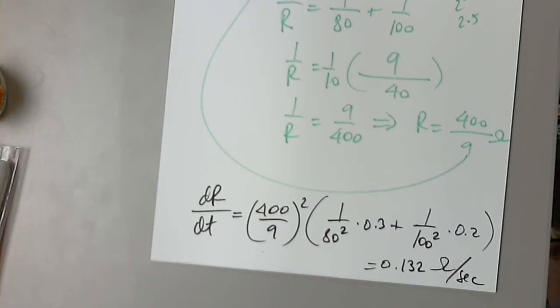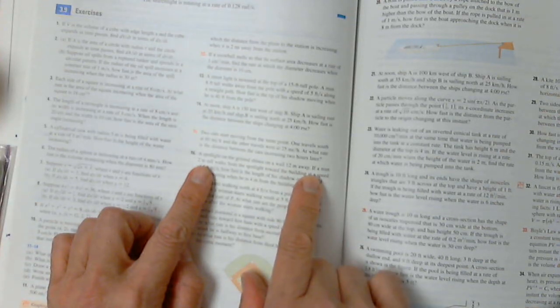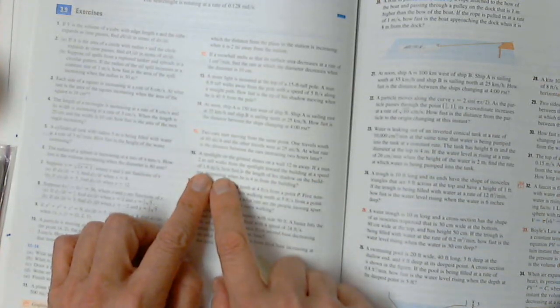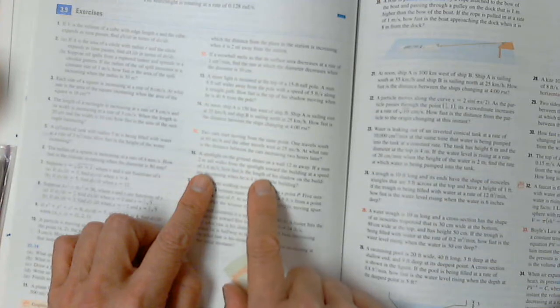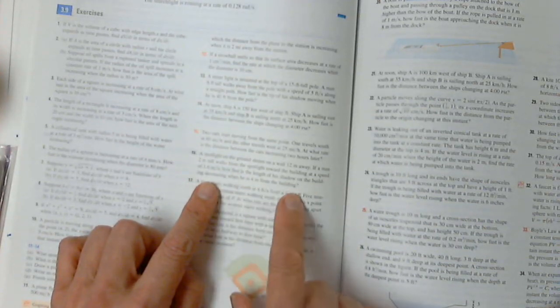Yes. What about 16? Let's read 16. A spotlight on the ground shines on the wall 12 meters away. If a man 2 meters tall walks from the spotlight towards the building at a speed of 1.6 meters per second, how fast is the length of his shadow on the building decreasing when he is 4 meters from the building?